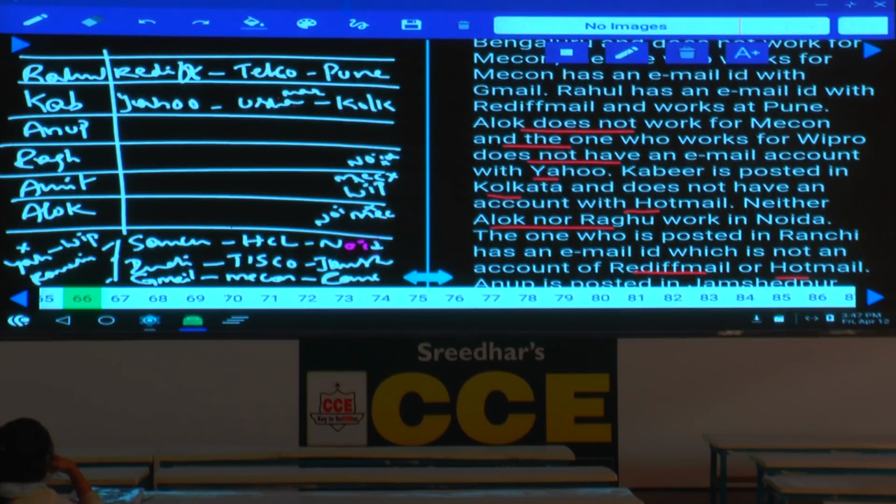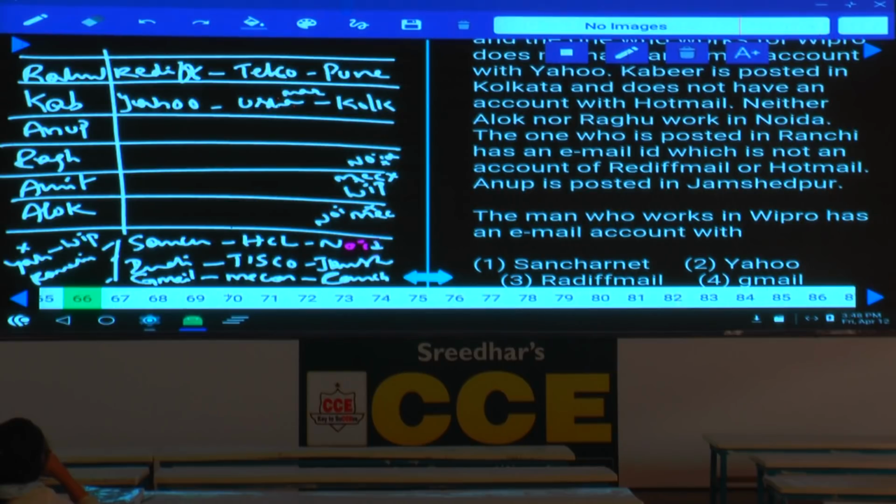Next one. Hence, then this Gmail is what? Gmail is Meccan. Meccan, Ranchi is already there. And the one who is posted in Ranchi has an email ID which is not an account of Rediff or Hotmail. Now this Gmail is already there, isn't it? Now this Gmail, Meccan, Ranchi is already there. This information is not at all required.